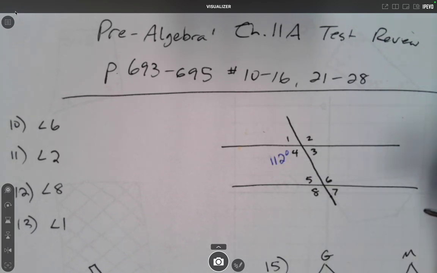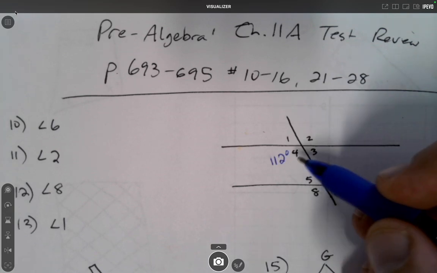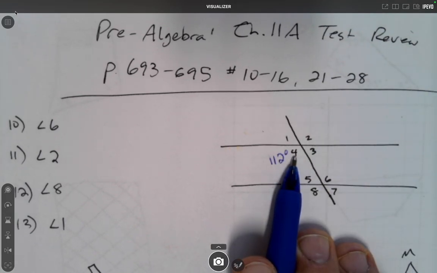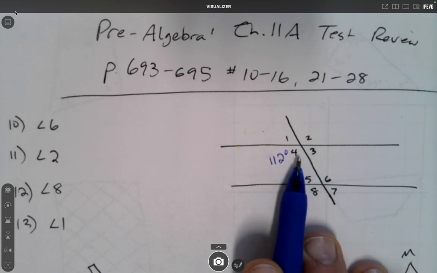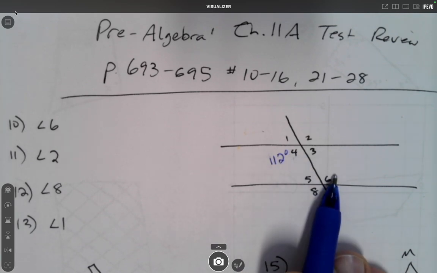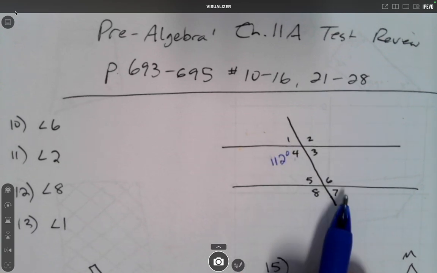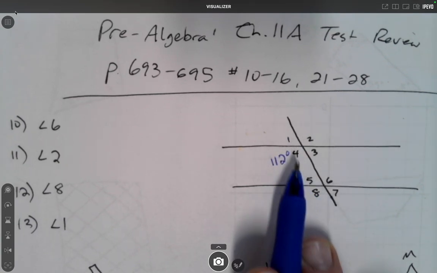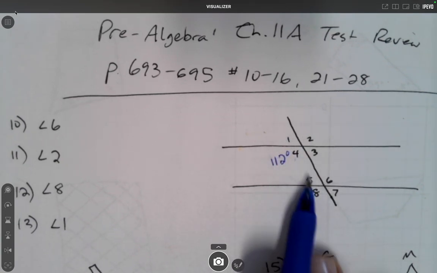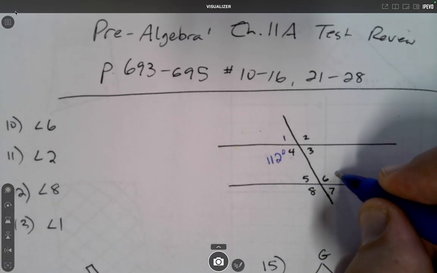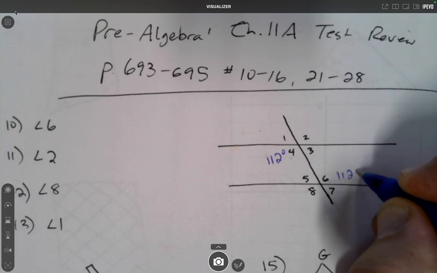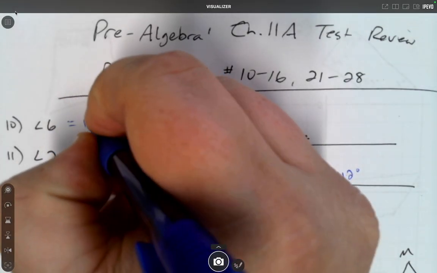Now they ask us to figure out angle 6. So let's start by considering the relationship between angle 4 and angle 6. Angle 4 and angle 6 are alternate interior angles because they're on alternate sides of the transversal, this line, and they're interior, they're between the two parallel lines, they're inside the two parallel lines. And alternate interior angles are congruent, so if 4 is 112 degrees, so is angle 6.